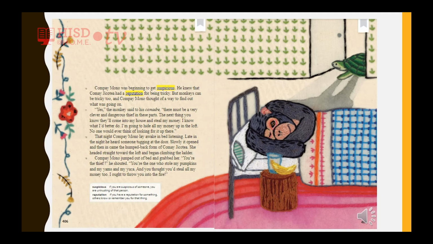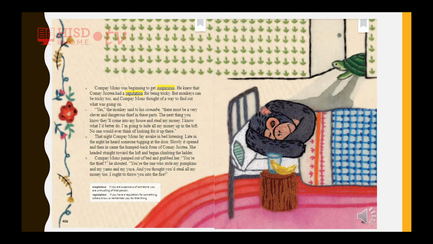Kompe Mono jumped out of bed and grabbed her. "You're the thief!" he shouted. "You're the one who stole my pumpkins and my yucca, and you thought you'd steal all my money too. I ought to throw you into the fire."